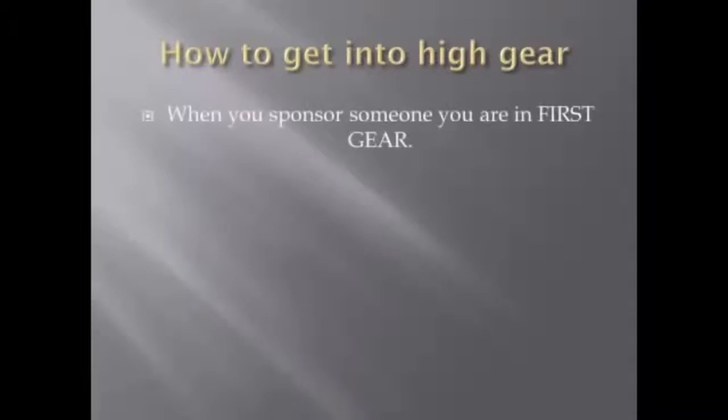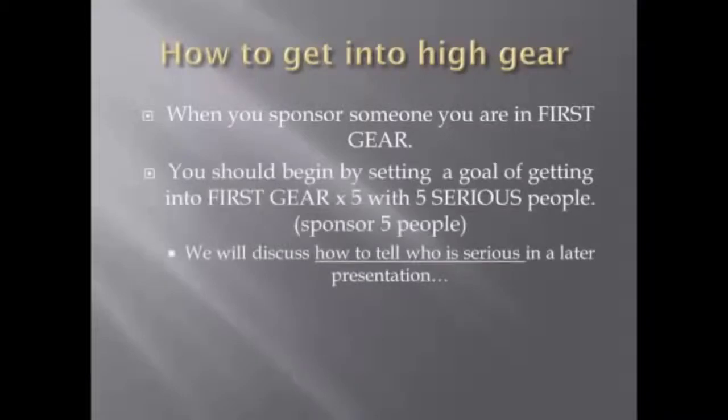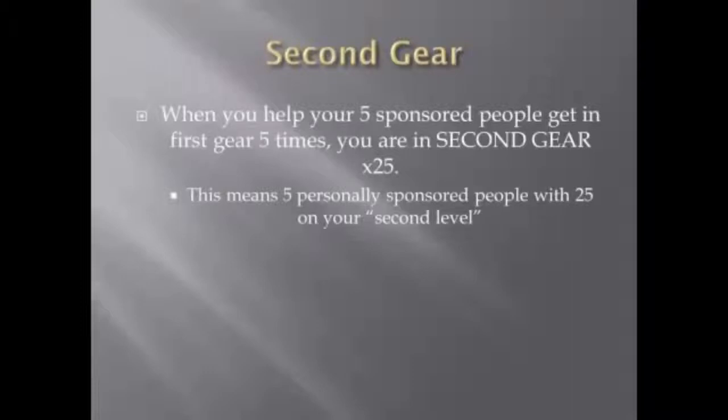So how to get into high gear? When you sponsor someone, you're in first gear. You should begin by setting a goal of sponsoring 5 serious people, and you'll be in first gear times 5 times. And we'll discuss how to tell who is serious in a later presentation. Second gear is when you help your 5 sponsored people, your 5 first gear people, get in gear 5 times. You're in second gear times 25. You get 5, who get 5, and you're in second gear times 25. So this means 5 personally sponsored with 25 on your second level.